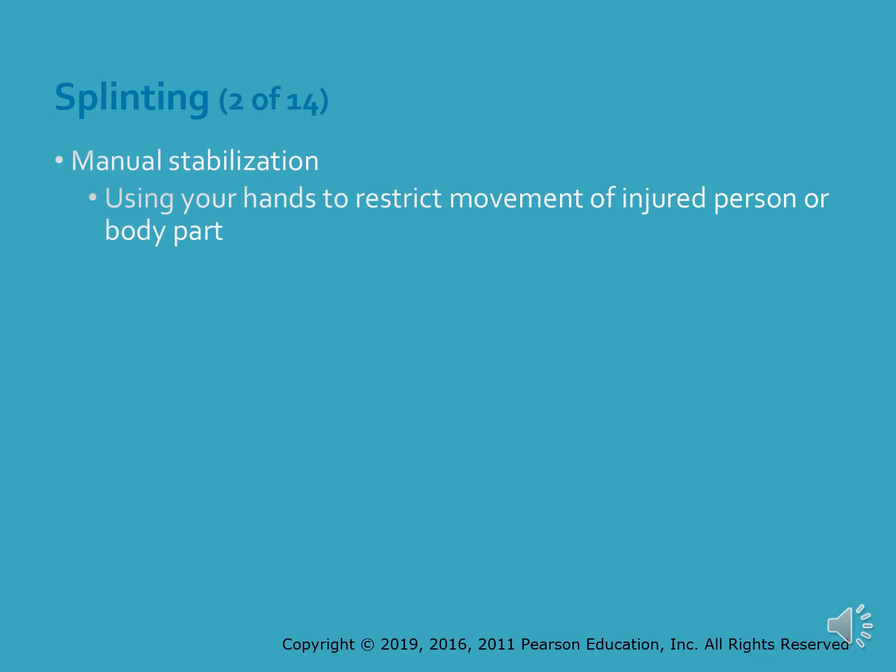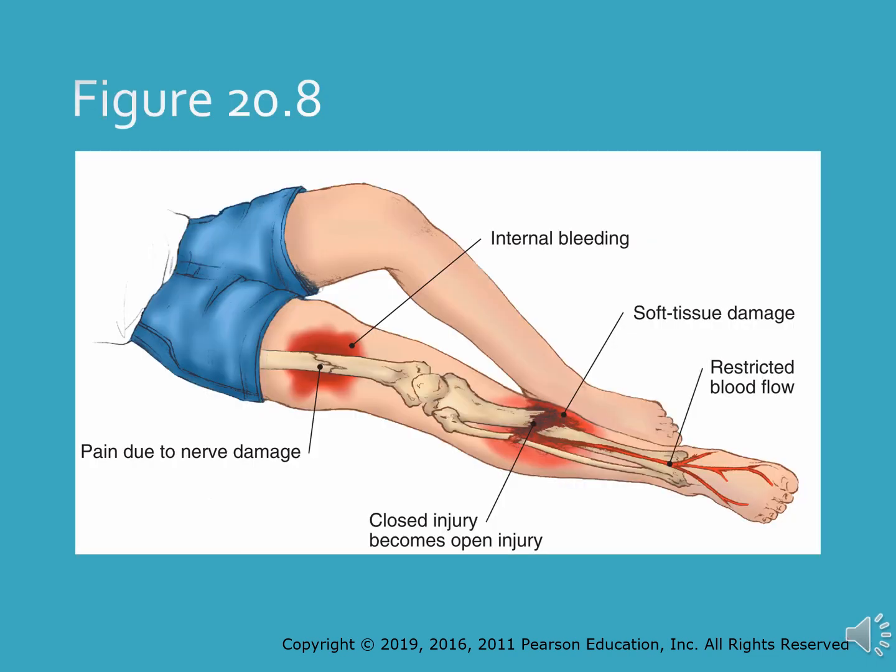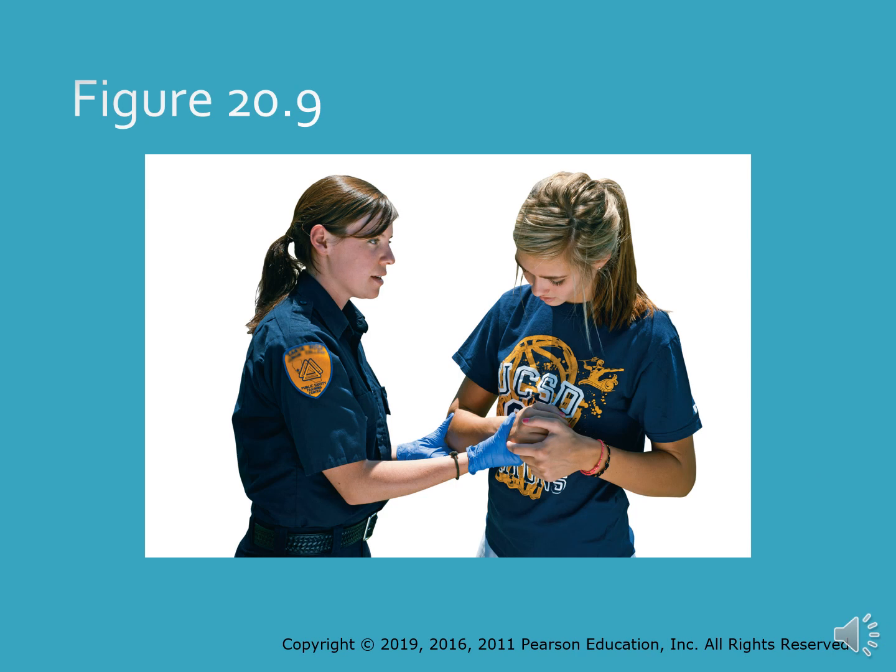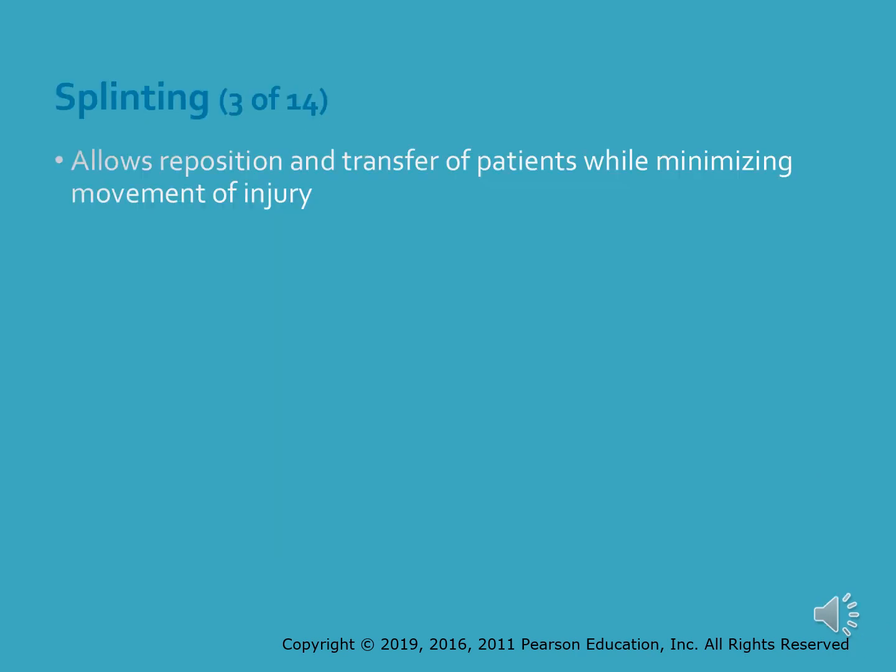During manual stabilization, that is when you're using your hands to restrict movement of an injured person or a body part. Complications associated with extremity injuries can be prevented or decreased with the proper splinting. Here's an example of a manual stabilization of an injured limb. This allows reposition and transfer of a patient while minimizing movement of the injury.